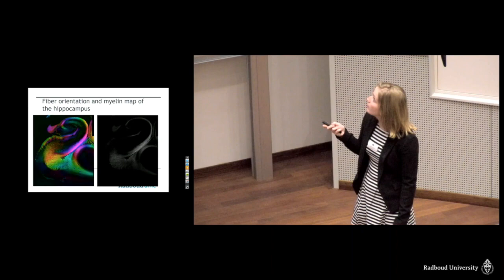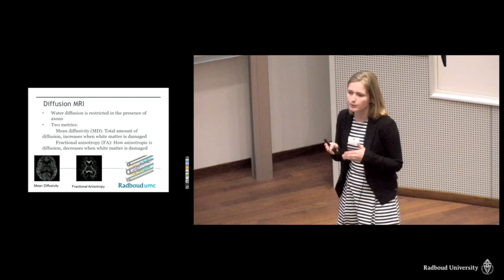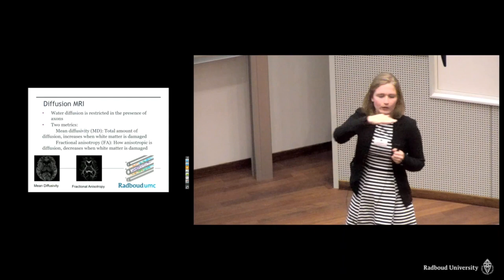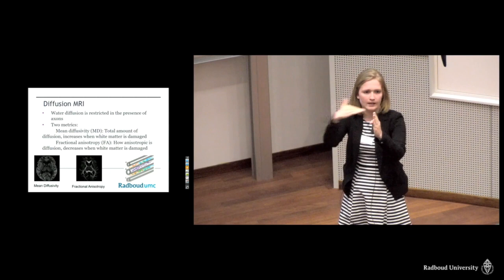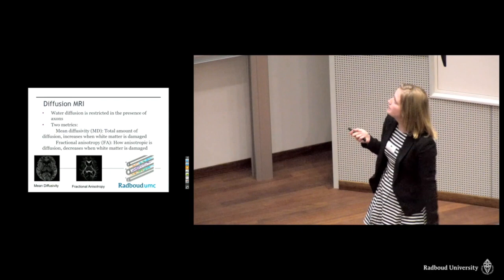Then the other technique that we use is diffusion MRI. I don't know if everybody's familiar with it, so I'll give a small introduction about it. Diffusion MRI relies on the property that water diffuses more easily alongside the direction of an axon, contrary to through an axon. So if you have two axons here, water will likely diffuse in that way and not in that direction. So you can estimate the direction of the water diffusion and thereby gain information about myelin.